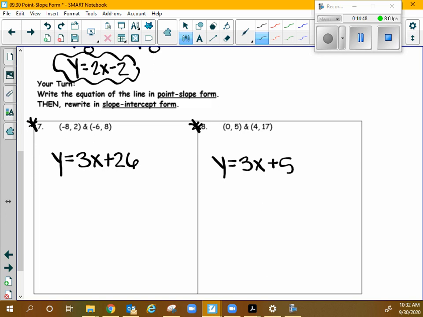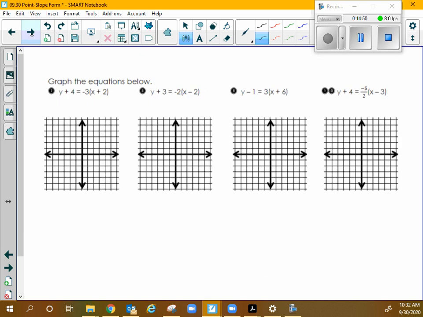Okay, this is not on your paper. We posted an extra practice page to Canvas, but I want to talk about what happens when you're given the equation and you need to pull the information out. So if I'm graphing and I have point slope form, what can I take from it? Just stop for a second and pay attention.